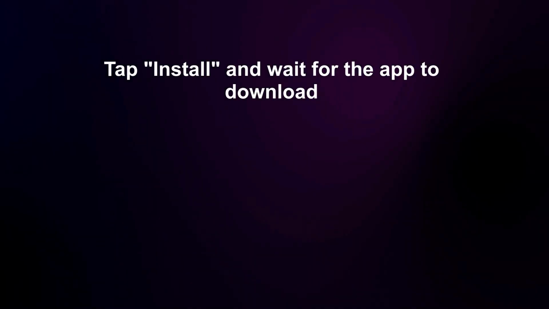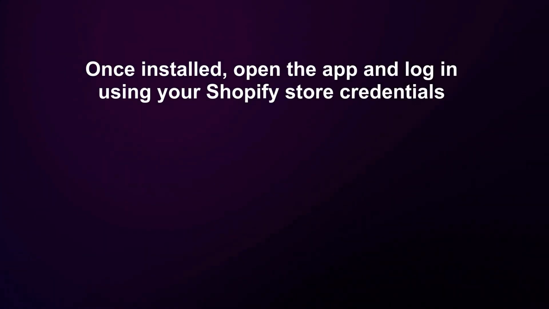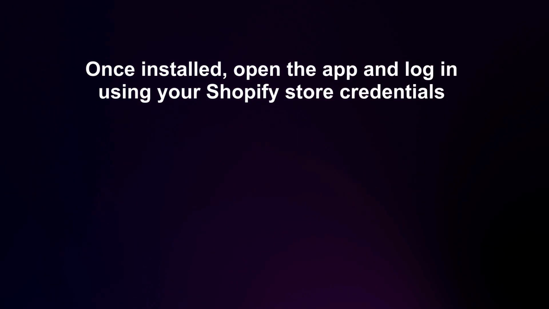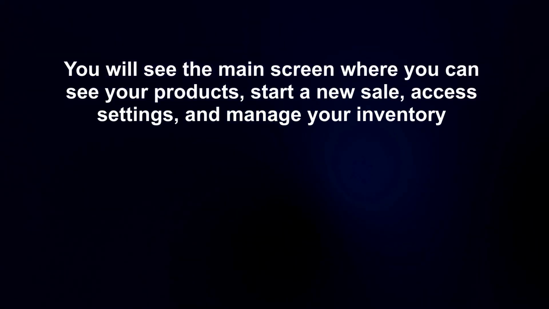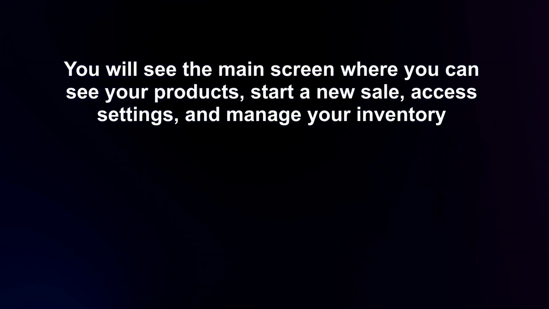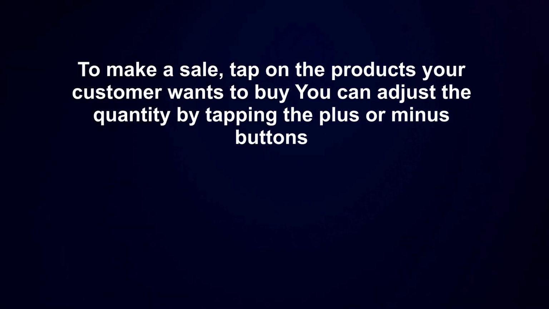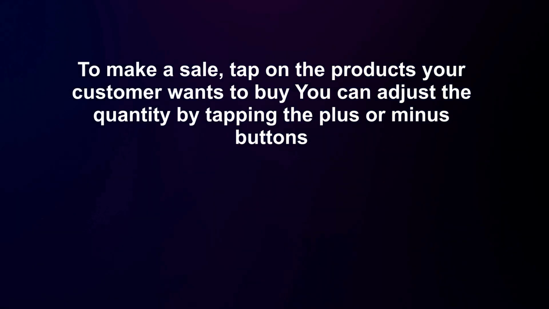Tap Install and wait for the app to download. Once installed, open the app and log in using your Shopify store credentials. You will see the main screen where you can see your products, start a new sale, access settings, and manage your inventory. To make a sale, tap on the products your customer wants to buy.